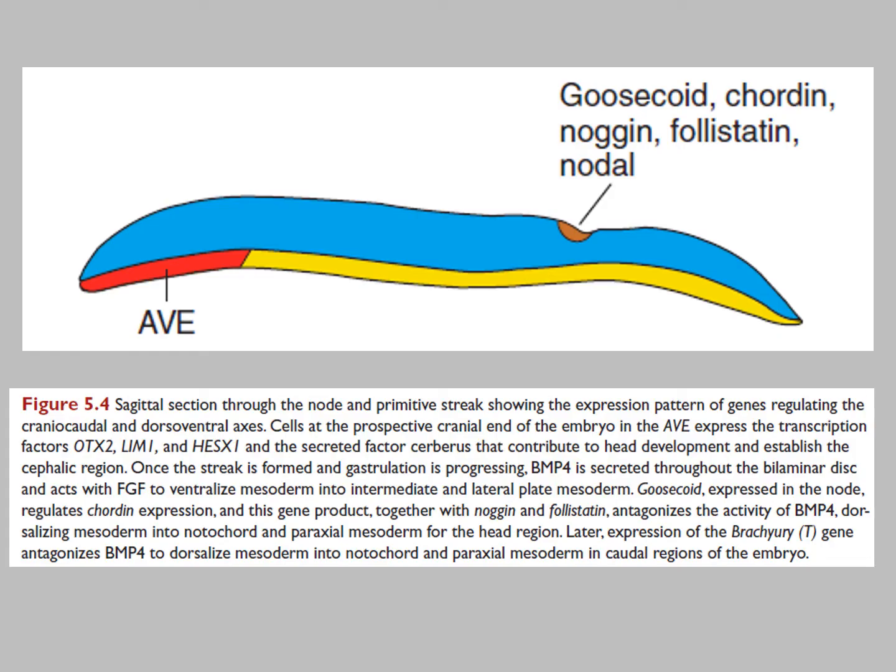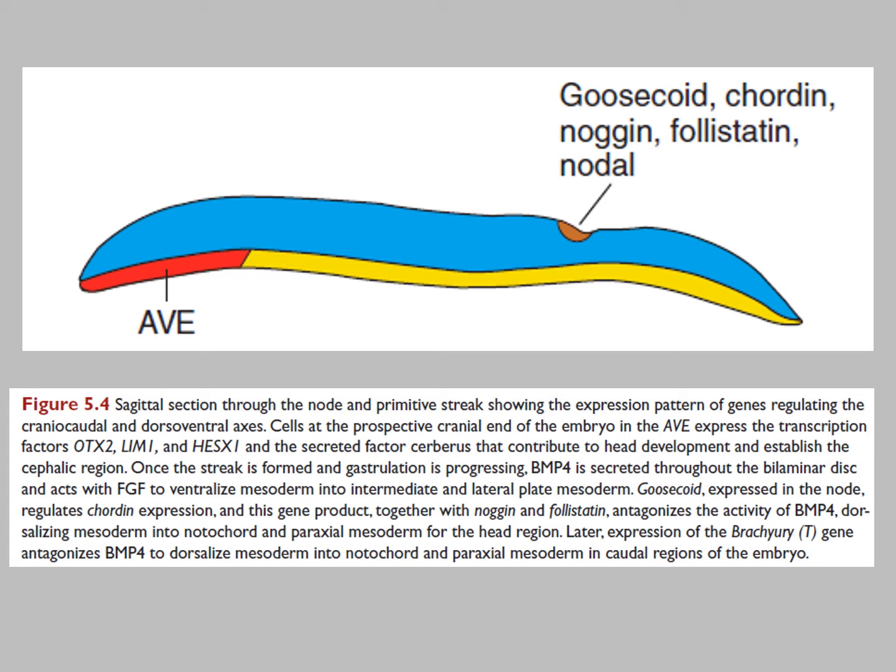The antero-posterior axis is signaled by cells at the anterior margin of the embryonic disc. This area, called the AVE, or the anterior visceral endoderm, expresses genes that are essential for head formation. Examples would be transcription factors OTX2, LIM1, HESX1, and the secreted factors Cerberus and LEFT, which would inhibit nodal activity in the cranial end of the embryo. Now, these genes would establish the cranial end of the embryo even before gastrulation.